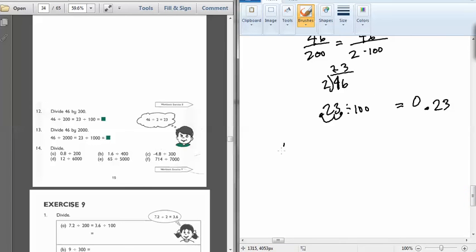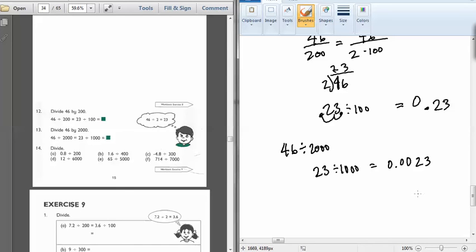All right, let's do 46 divided by 2,000. You know that 46 divided by 2 is already 23. How do I know that? I figured it out, Dad. Okay, what is it? Ben, this is Ben. The answer is 0.0023.